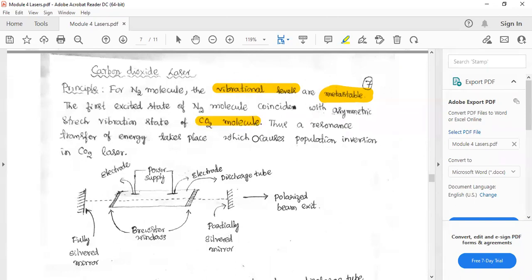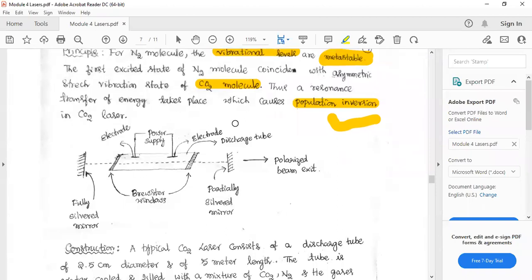I have explained the different types of vibrations of the carbon dioxide molecule, in which the asymmetric stretch vibration matches with the first excited state of the nitrogen molecule. Thus, this excited nitrogen molecule transfers energy to the carbon dioxide molecule, and more carbon dioxide molecules get excited to the higher energy level, and thus we achieve population inversion. This is the principle behind the carbon dioxide laser.